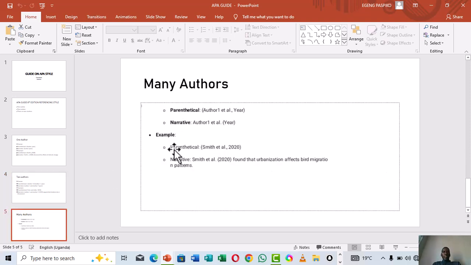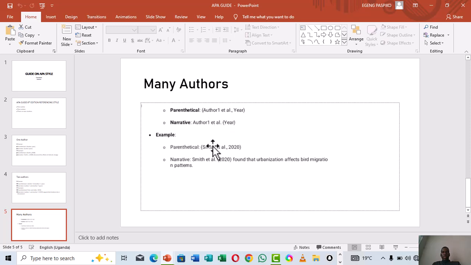Then we have this for many authors, like three or more authors. How do we use it? How do we reference and cite authors that have written the same thing in an article? You have the parentheticals: you have author 1, then et al., comma, the year, and you put them in a bracket. Or in narratives, you write author 1 et al. and put the year in a bracket.